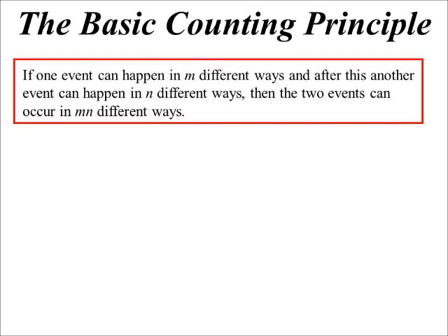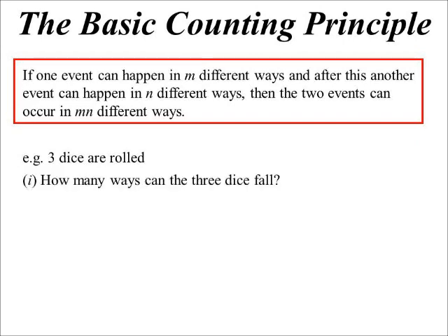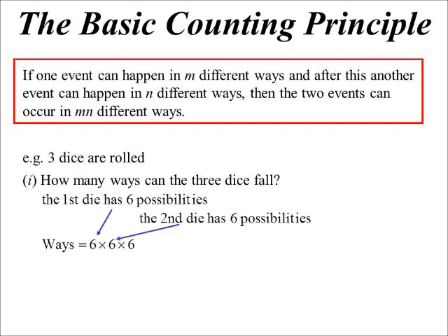So that's the idea. 3 dice are rolled. Okay, so we're assuming normal 6-sided dice here. And so typical sort of question, how many ways can those 3 dice fall? Well, the first dice, it's got 6 possibilities. The second event, which is the second dice, it also has 6 possibilities, and the third one has 6. So all up, 6 times 6 times 6. 6 cubed, which is 216.